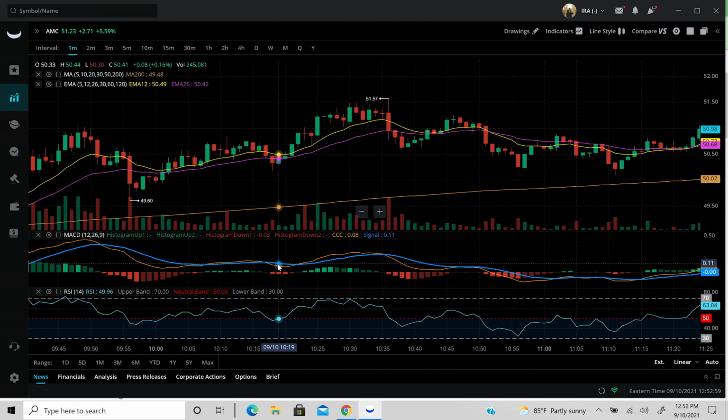But to exit your position, we can use the signal line crossover on the MACD to indicate, all right, time to get out. And we could see that we had a run up, and then we had a cross right here on the MACD. That is your exit. We could also see that the RSI shortly after that dipped below 50.